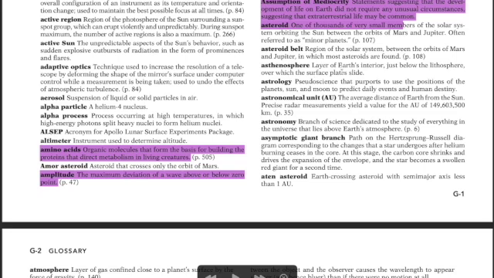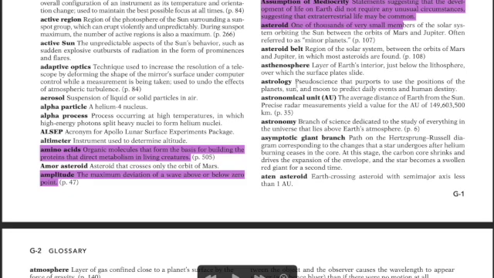Asthenosphere: the layer of Earth's interior just below the lithosphere, over which the surface plates slide. We are aware of the tectonic activities going on on Earth, such as earthquakes, volcanoes, etc. So these activities take place in the asthenosphere.